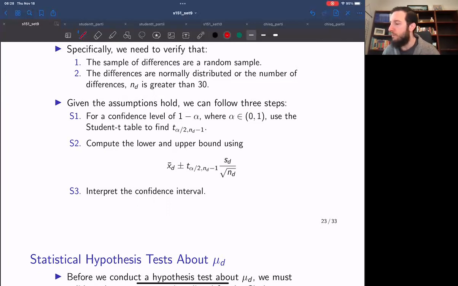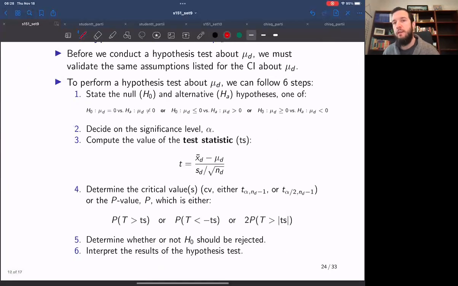On step 2, we build our confidence interval. And you can see that this is pretty much, as I mentioned before, just a one sample interval, but the subscript Ds are indicating that we're working on the differences directly. And then on step 3, we interpret the interval.